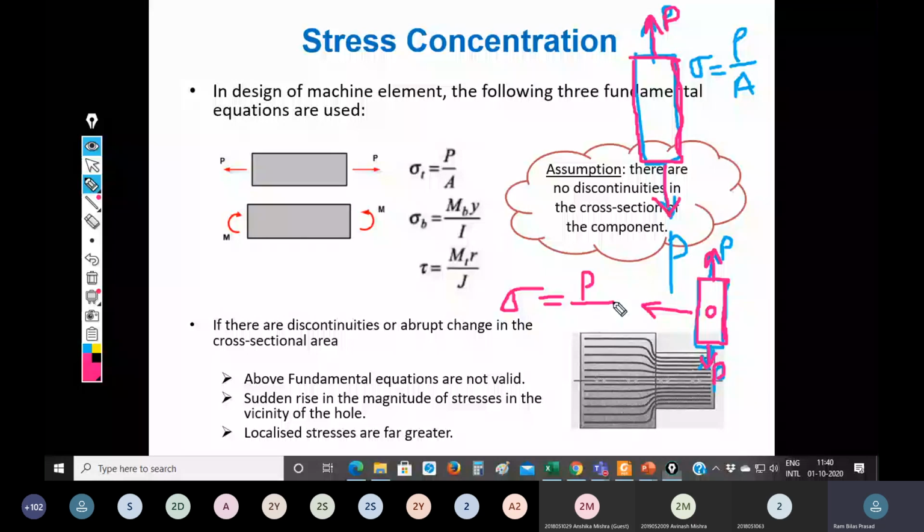Sigma equal to P by A. P is not going to change, but some people will think that we can take the area A at this location, the minimum cross sectional area. Let's say that is Am. This represents the minimum cross sectional area. So here what we do is subtract the area due to this hole. Is it right?